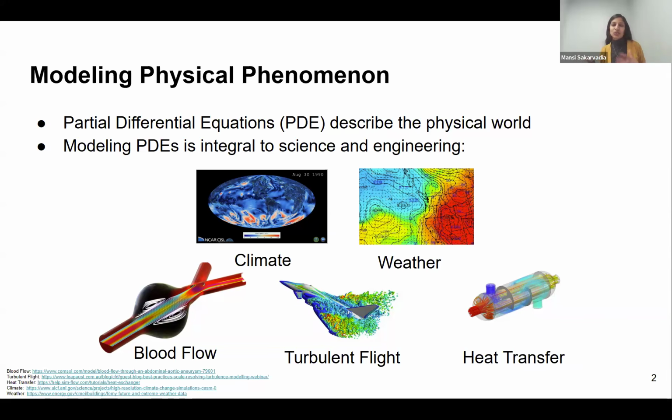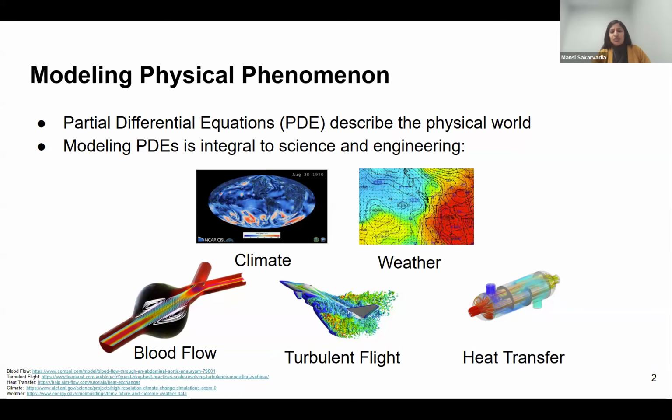I'm told I'm speaking to a room full of mathematicians, and so I know many of you must be interested in modeling physical phenomena. And we know that partial differential equations describe the physical world. And so, in order to model this physical phenomenon computationally, we need to do a couple of interesting things. Before we dive into our talk, I'm going to highlight a couple of applications such as climate, weather, blood flow, turbulent flight, and heat transfer.